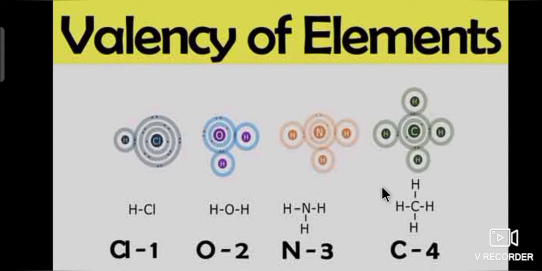Next, CH4, that is methane. In methane, the valency of carbon is 4, because carbon combines with 4 hydrogen atoms. So, the valency of carbon is 4.